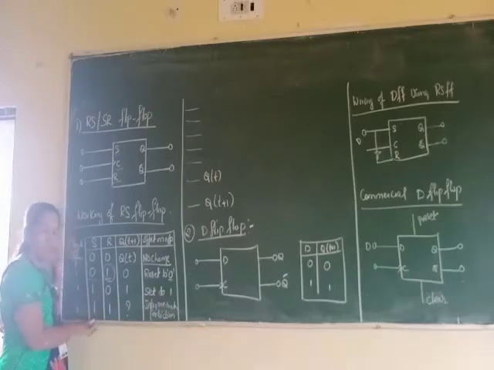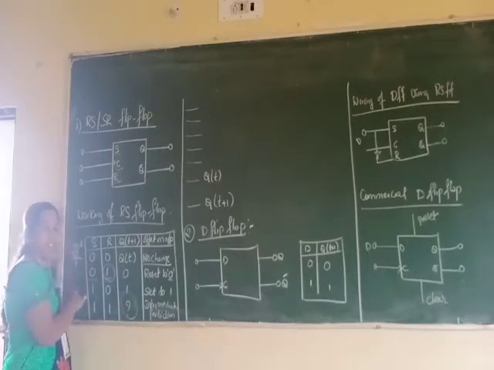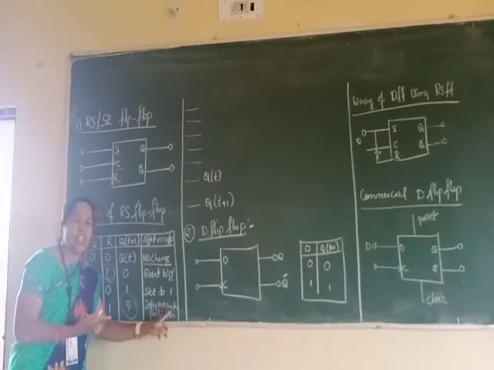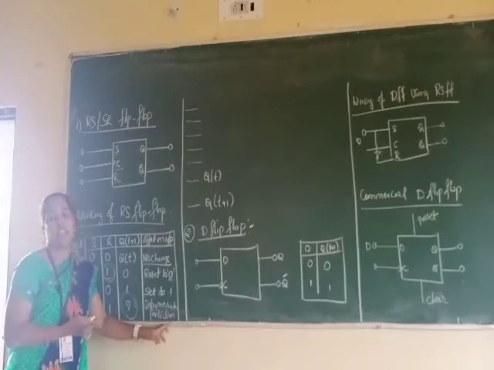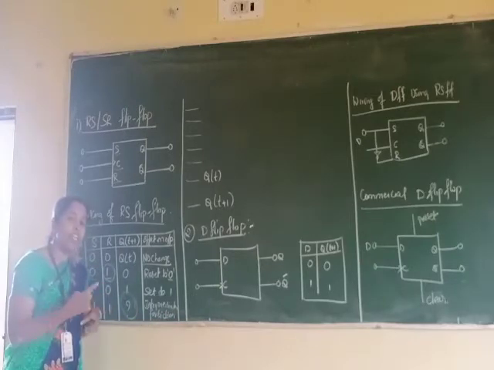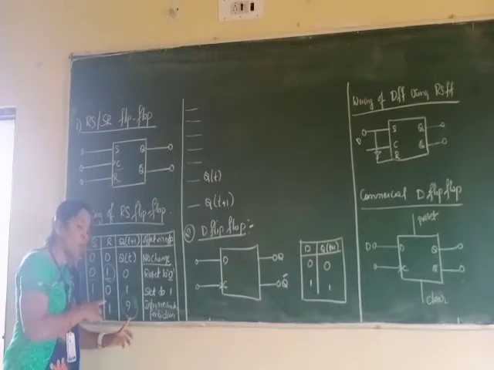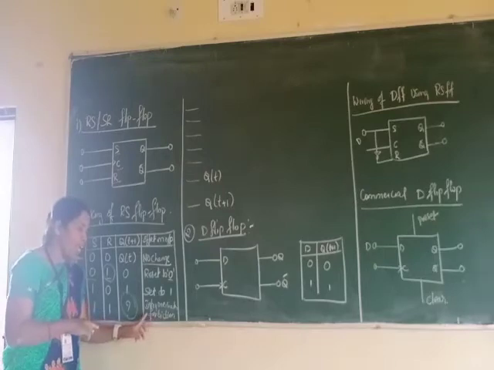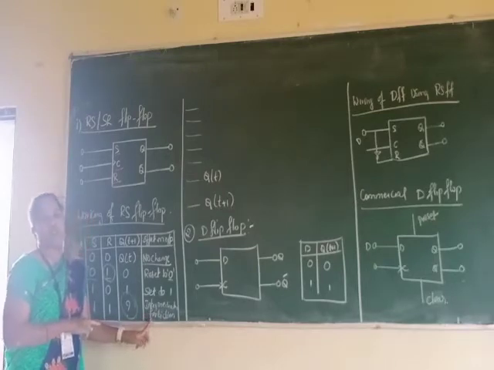And the last one is a special case: S is equal to 1 and R is equal to 1. In that case you cannot find out whether the output value is 0 or 1. This is known as the intermediate state or the forbidden state. Because of the internal time delay, the output will be 0 or 1, and you cannot identify which. That's why it is known as the intermediate state or the forbidden state.